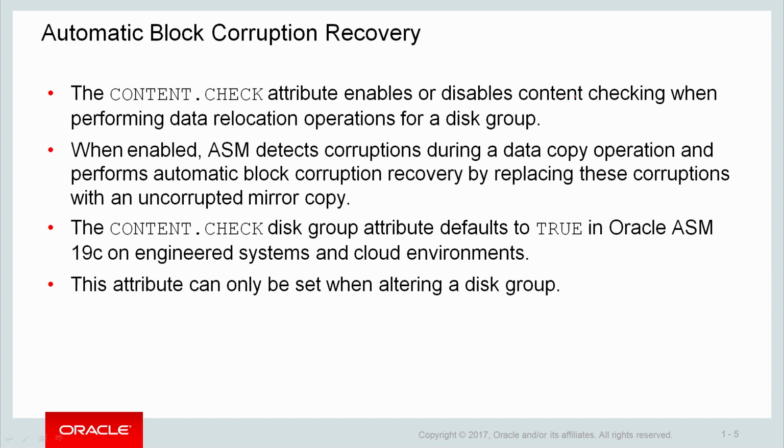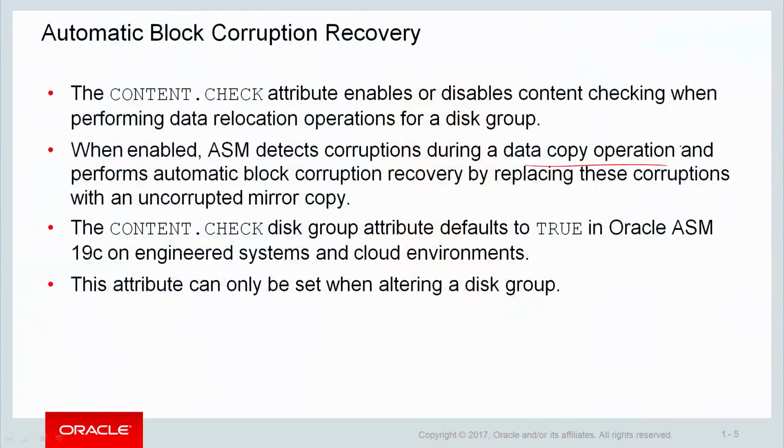So if it's set to true or enabled, ASM detects corruptions during a data copy operation. This could be a rebalancing or a remirroring or a resilvering, and performs an automatic block corruption recovery by replacing the corrupted blocks with an uncorrupted mirror copy. Now, the content check disk group attribute traditionally has defaulted to false, and it's been around since 11G. But in 19C, it now defaults to true for Oracle ASM 19C on engineered systems and also on cloud environments. The attribute can only be set when altering a disk group.